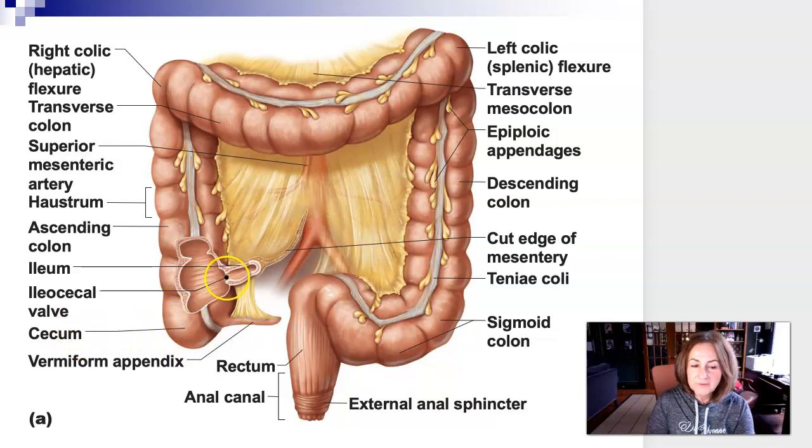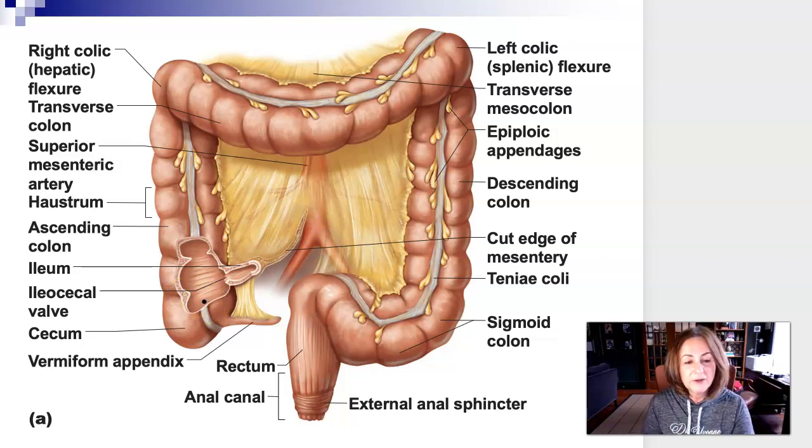There is a valve in between the ileum, the distalmost portion of the small intestine, and the cecum, that initial segment of the large intestine, and it's called the ileocecal valve. Good name. When a peristaltic wave pushes contents through the small intestine in this area of the ileum, this valve opens and it allows the contents to move from the small intestine into the large intestine.